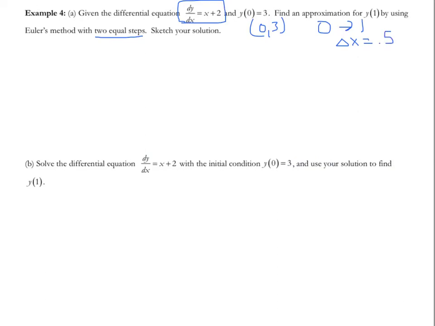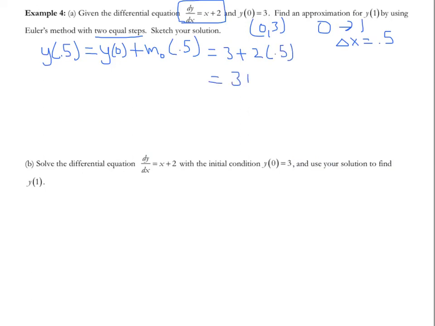All right, so we need to first find y of 0.5, and maybe I'll write it like that this time. Y of 0.5 is equal to y of 0 plus the slope at 0 times our delta x, which is 0.5. And that is going to give us y of 0 is 3 plus the slope at 0. Well, our dy/dx is x plus 2 and x is 0, so our slope is 2 times 0.5. And so that's going to give us 3 plus 1, which is 4. And then our ordered pair, we'll just call it (0.5, 4). That is our approximate ordered pair.